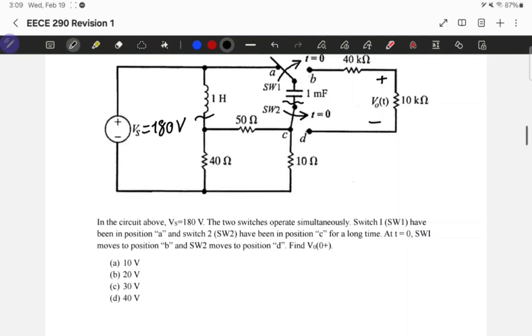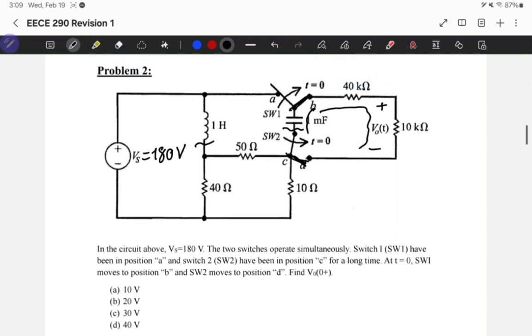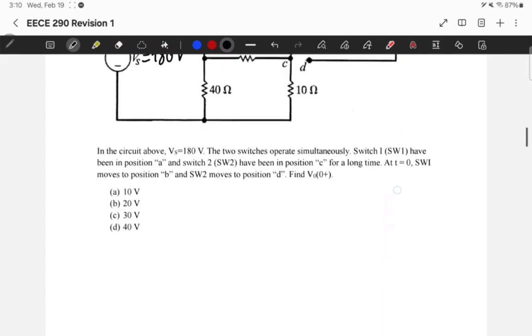After switching, if we have the switches like this, this is the capacitor right here, and 40 ohm and 10 kilo. We don't have a source, so we know that the voltage at infinity will be 0. There's nothing to supply the capacitor with energy, so this is a natural response as well.